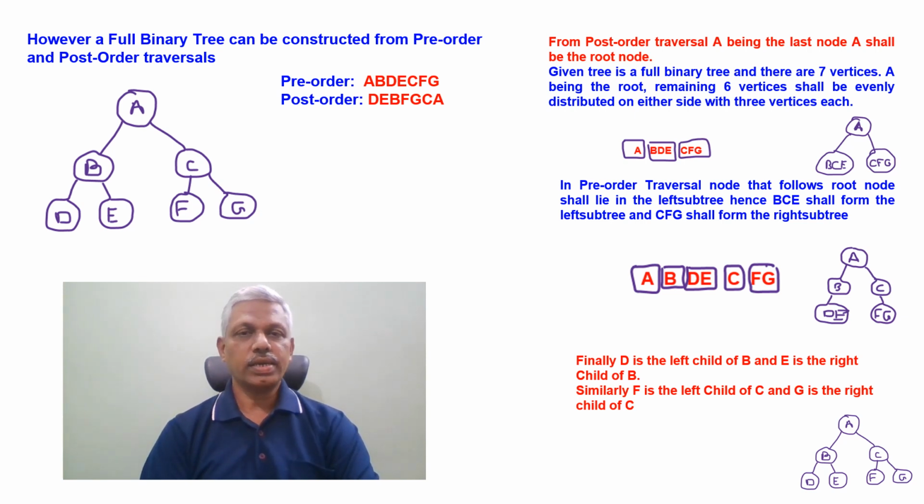Among D and E, D comes first in the pre-order traversal, so D should be the root node in the left subtree of B, and similarly F shall be the left subtree of C. And G comes last, so G should be the right subtree of C. Similarly, E should be the right subtree of B.